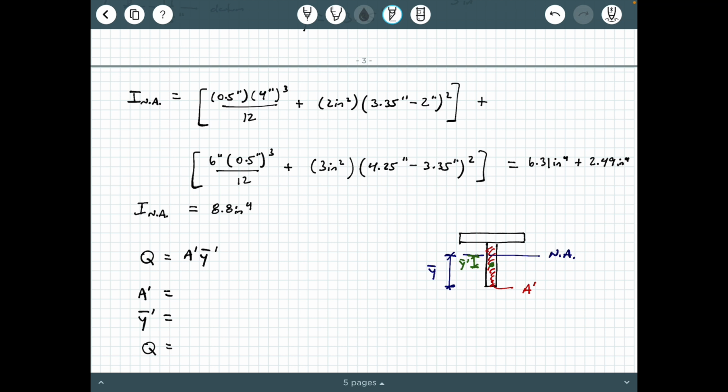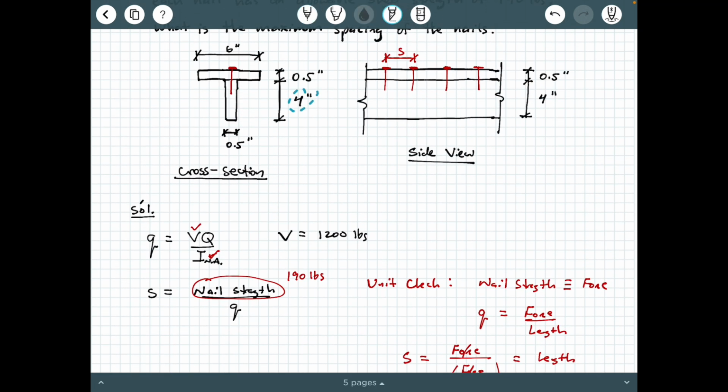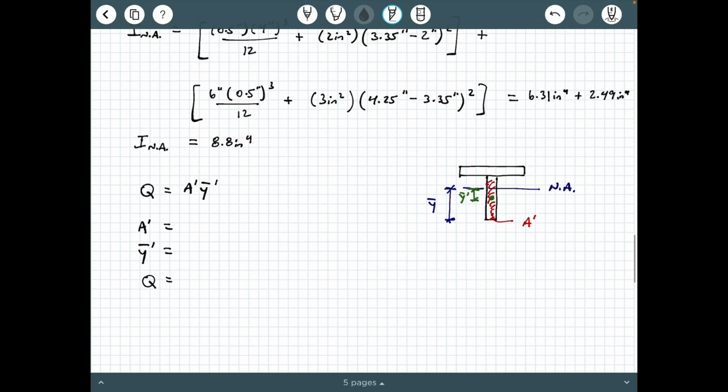Well, we have a whole other video on how to calculate Q where we explain that, but we need A prime to be an entire area either above or below the part of the cross section that we're interested in. And what are we interested in? We're interested in this interface right here where the nails are going to be penetrating. So I'm going to call this web A prime. Now if I call that web A prime and I scroll up and look at those dimensions, that's going to be 4 inches by ½ inch. So that's going to give me 2 inches squared.